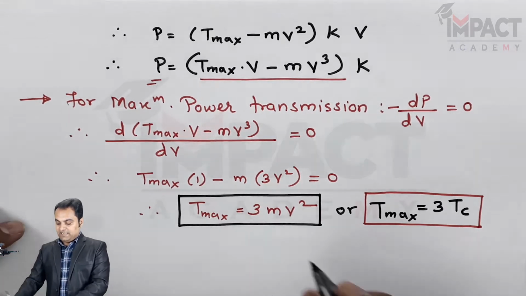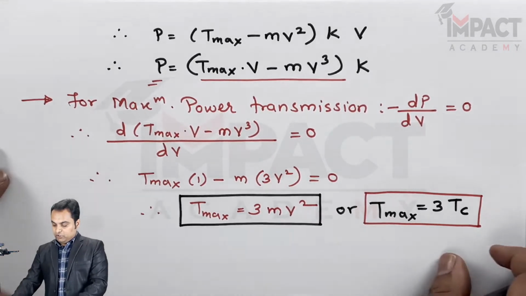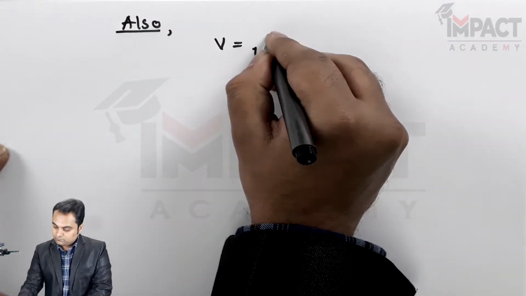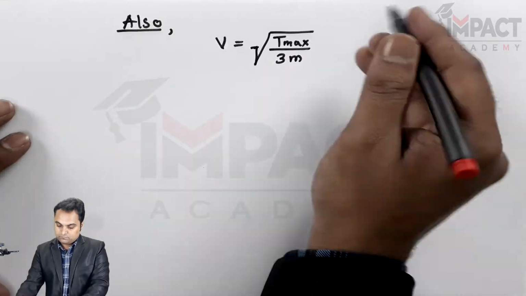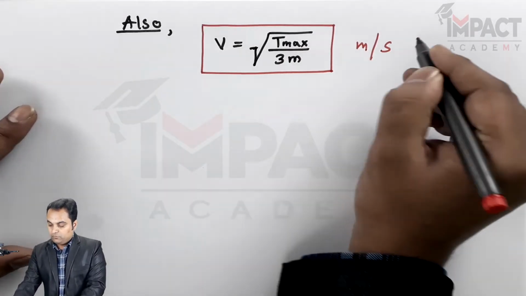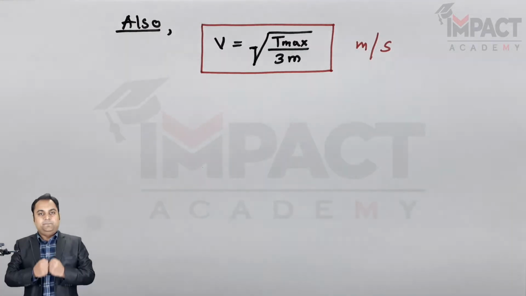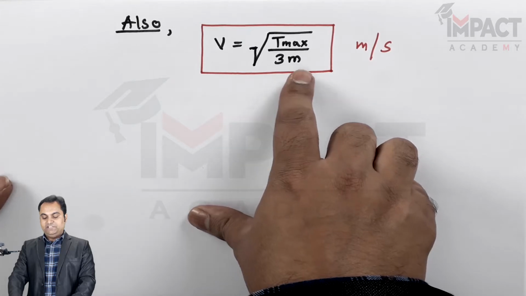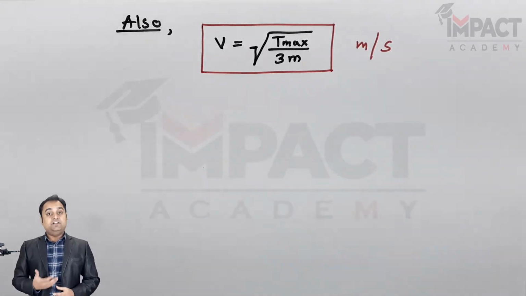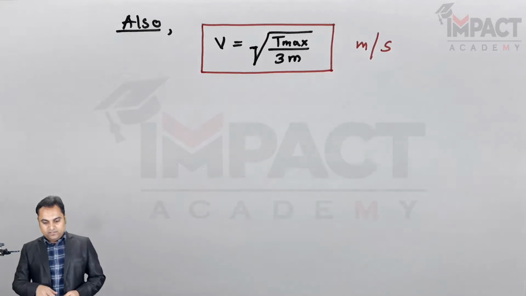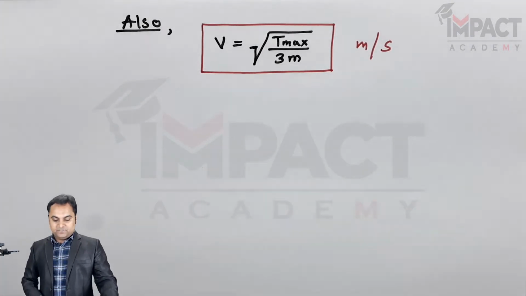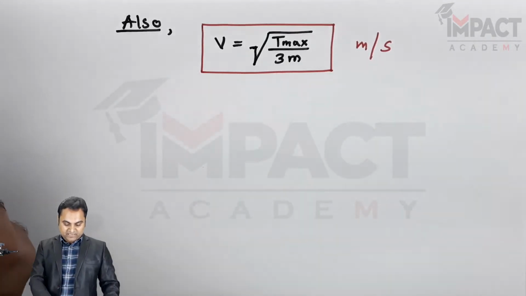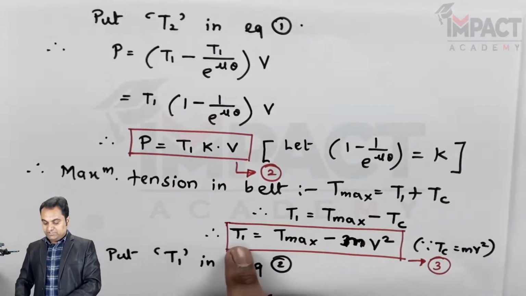And from this I can say that when I keep velocity on one side, for the maximum power to be transmitted by the belt, the velocity should be root of the maximum tension upon 3 times the mass of the belt. That is the condition for maximum power transmitted. Then after getting this value of V, that is the velocity, I can also go for finding the value of T1, that is tension in tight side.